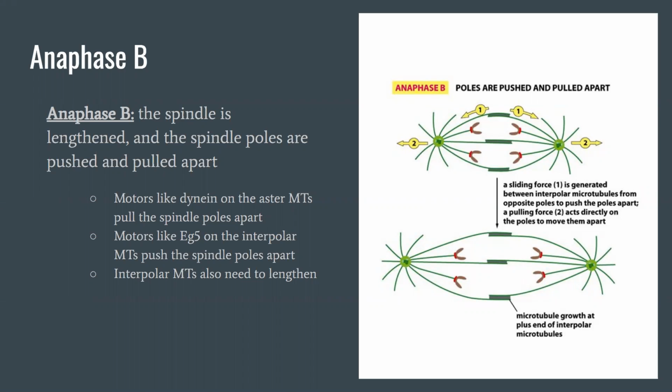Motors like dynein on the aster microtubules, which are these ones out here, will pull the spindle poles apart, and then Eg5 motors located on these interpolar microtubules will push the spindle poles apart. So it's that push-pull mechanism that we talked about before, so that the interpolar microtubules can lengthen. This just creates a bigger spindle to move the chromosomes or the chromatids farther apart. Some cells do these two mechanisms at the same time. Some cells do one and then the other. You don't really need to know the specifics, but that's anaphase A and anaphase B and how they differ.